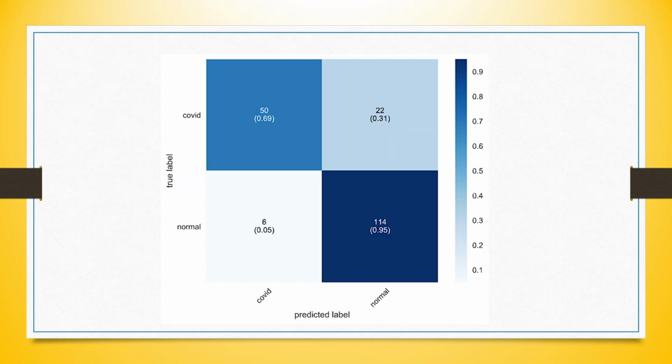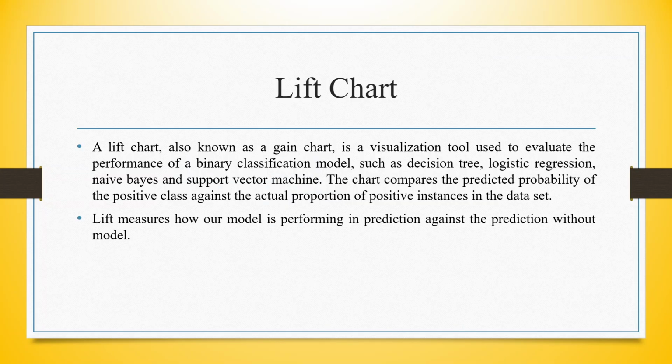After running the PNN algorithm, it is necessary that we check the classification accuracy. This we will do with the help of the confusion matrix. Kindly refer to my previous video to understand the interpretation of the confusion matrix. In this video, I am going to talk about the lift chart.